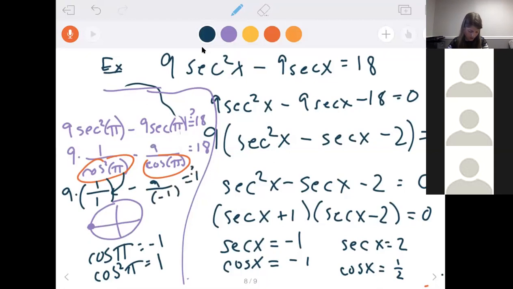And we're still checking to see if that equals 18. Okay, so let's evaluate. We get 9, and then we're gonna have +9. Looks to give me 18. Looks to check. So it looks like it does this again.